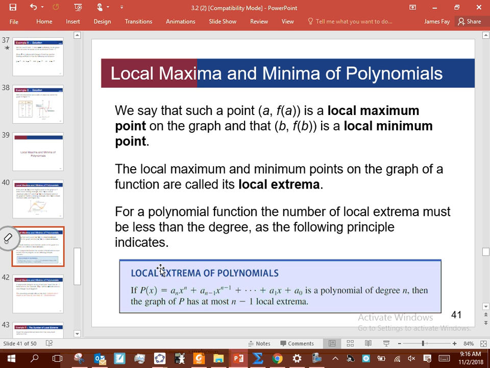But it says if you start with polynomial p of x, okay, and its leading degree is n, okay, then the graph has at most n minus 1 local extrema, meaning the local maximums and local minimums, the total, can only, the most it could have is 1 less than the degree of the polynomial that you start with. So I have a 5th degree polynomial. I could have at most 4 turning points.